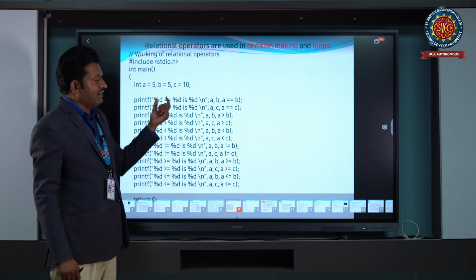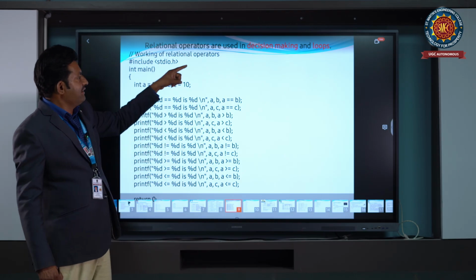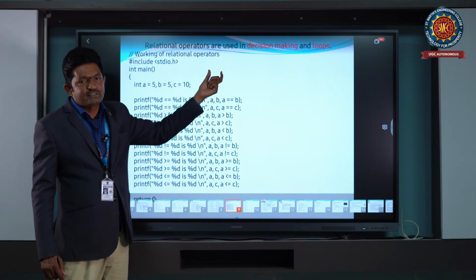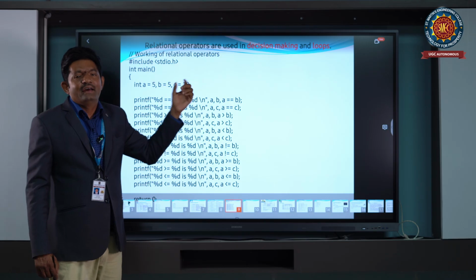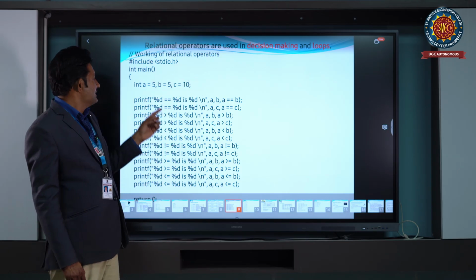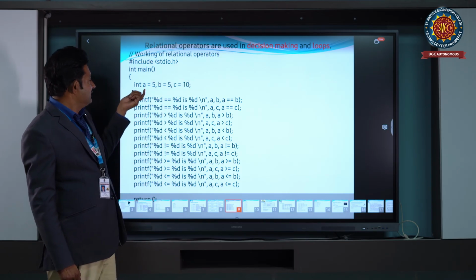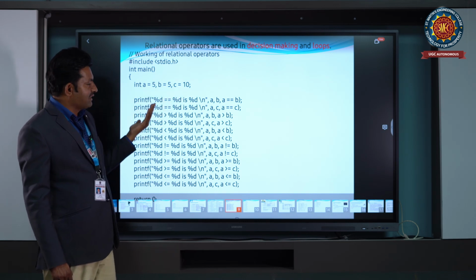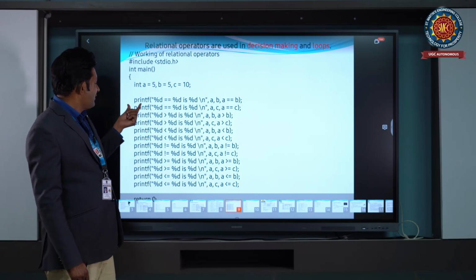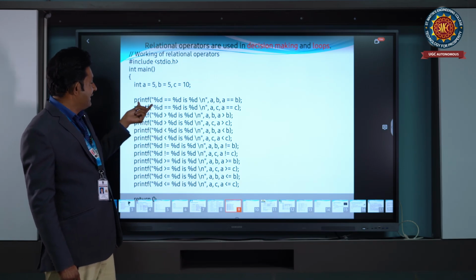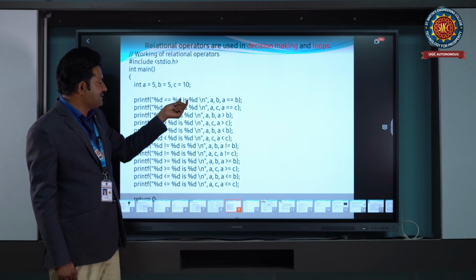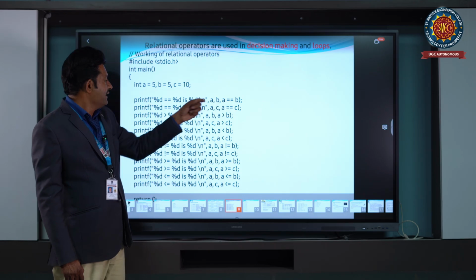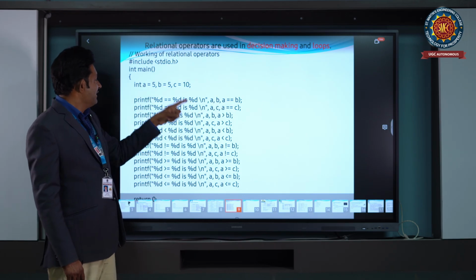So the demonstration of relational operators used in decision making and loops. I already told that relational operators are used for decision making and looping statements. Here I am taking 3 variables, A is equal to 5, B is equal to 5 and C is equal to 10. Based on that, I am using different types of printf statements. I will explain the first 2 statements. Printf of %d is equal to %d is %d, with A, B, A is equal to B. So now the A value is 5 and B value is 5.